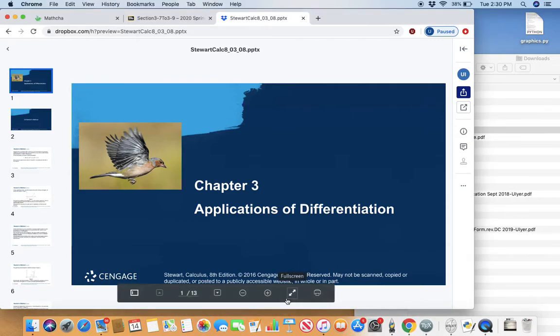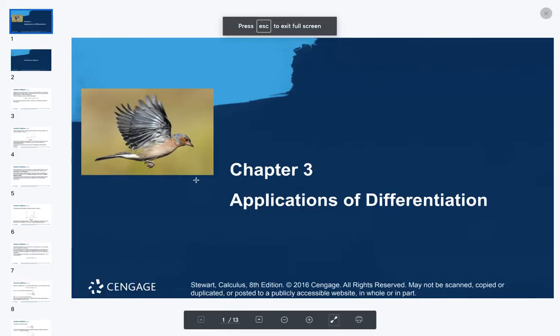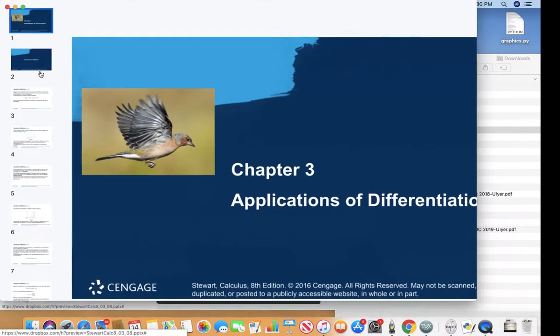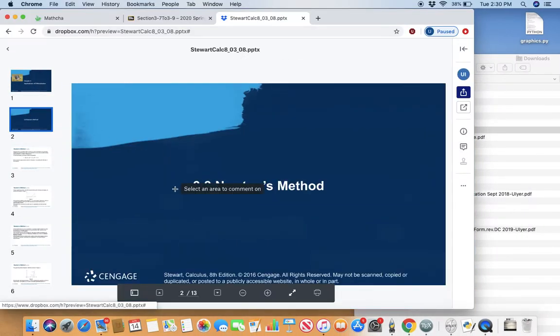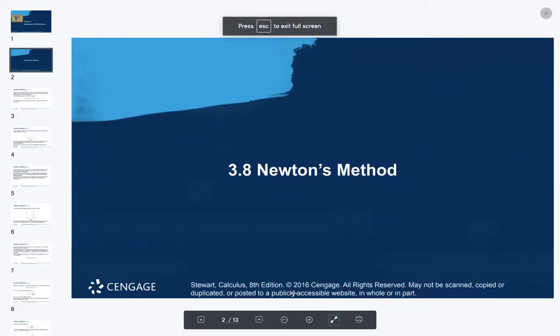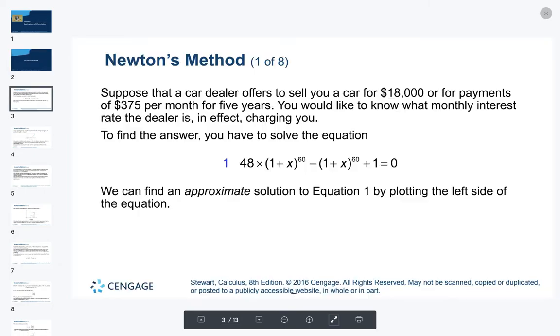Welcome back. So this is section 3.8, Newton's method. All right. Newton's method is a very useful method for finding approximate solutions. It's one of the most important methods. Let's see what it is.